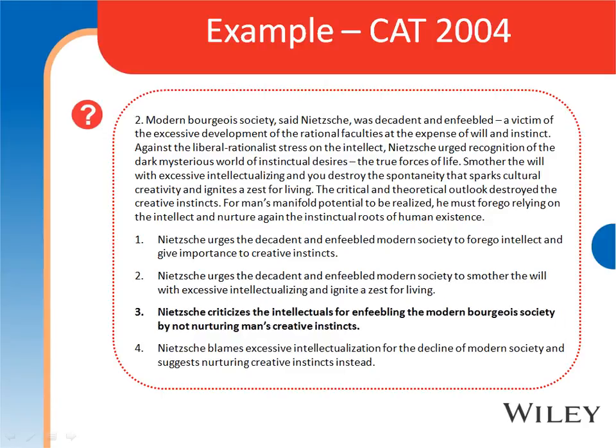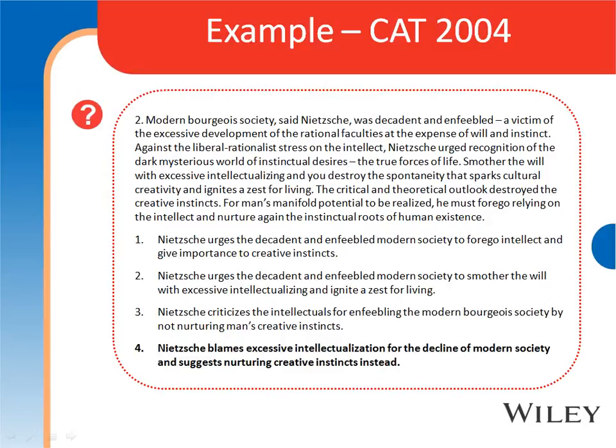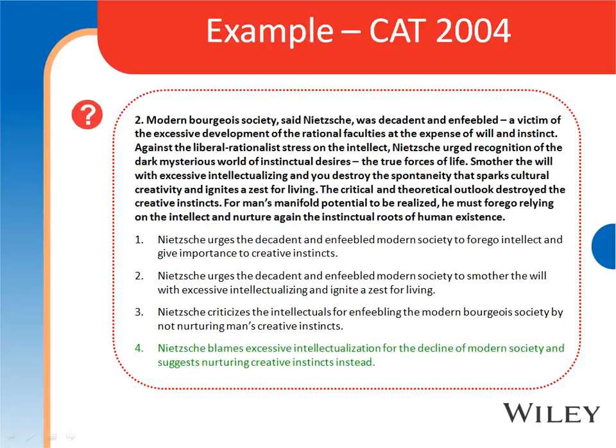Let's look at the third option. Nietzsche criticizes the intellectuals for enfeebling the modern bourgeois society. No. He's not criticizing particular intellectuals. He's criticizing the society and how the society functions. So 3 is completely wrong. Let's look at the fourth option. Nietzsche blames excessive intellectualization for the decline and suggests nurturing great. So this is looking good, right? He blames intellectualization, which we can clearly see. And instead he says we should go back to our will and creative instincts. So 4th is the best option.